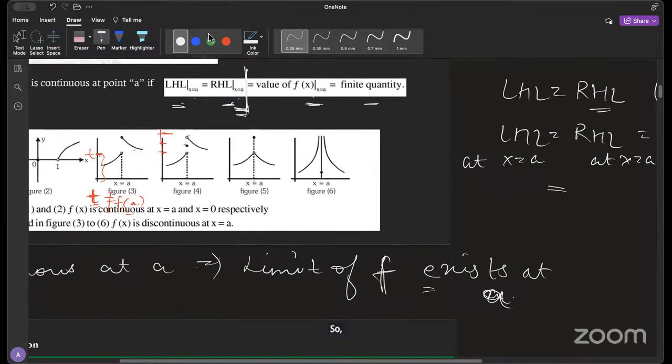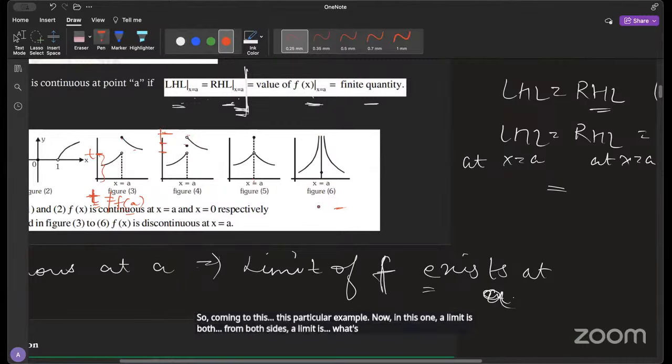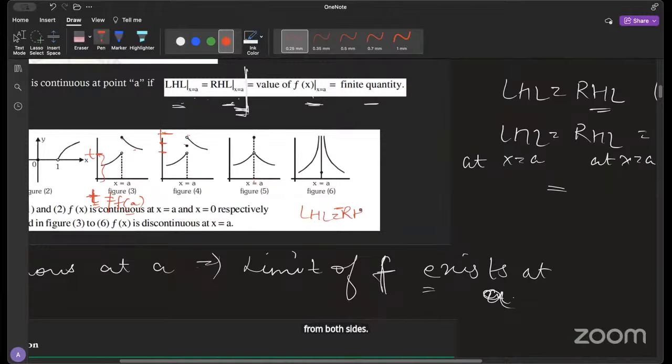So coming to this particular example, now in this one, the limit is both from both sides. What's the limit from both sides? Infinity. At A, it's infinity. Because when you come closer to A, your function goes to infinity, right? Your height goes to infinity, keeps increasing, doesn't have a bound, right? And at this point, the value is this, which is not infinity.